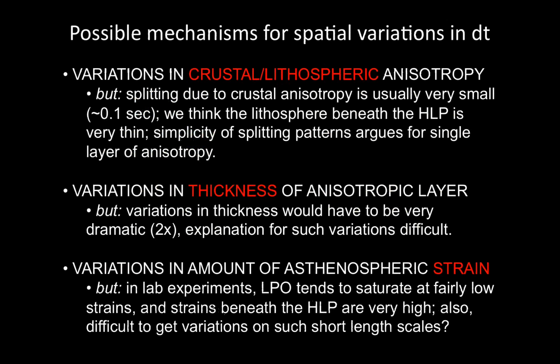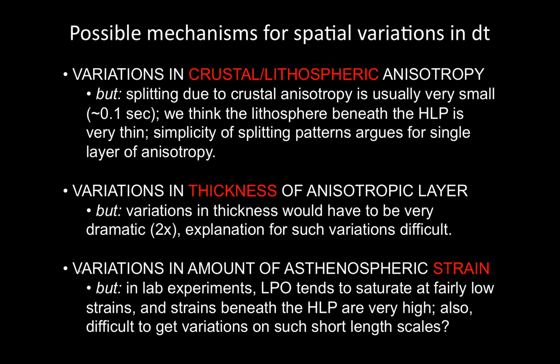So I just want to talk a little bit about these potential mechanisms for spatial variations in DT. I'm going to talk first about the ones that I think are not very good explanations. You might think about possible spatial variations, say in crustal anisotropy or anisotropy in the shallow mantle lithosphere. The problem is that in almost every region of the world that people have looked, splitting due to crustal anisotropy is usually very small, on the order of 1/10 of a second.